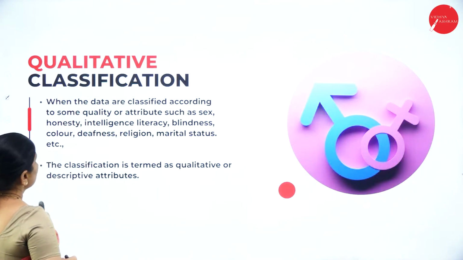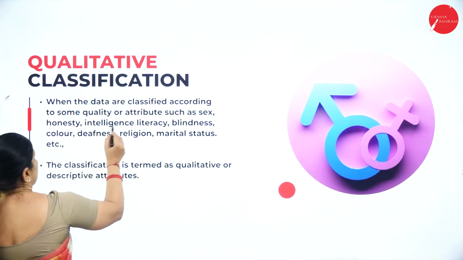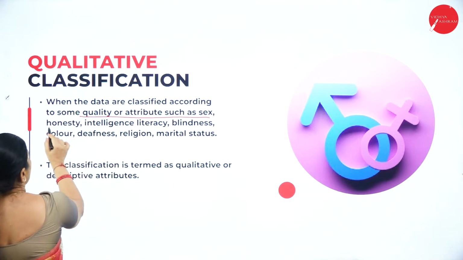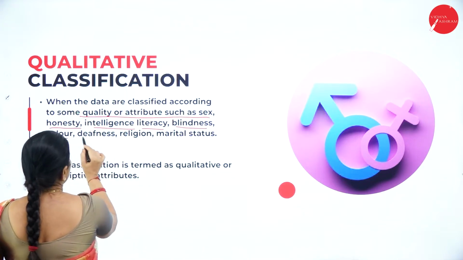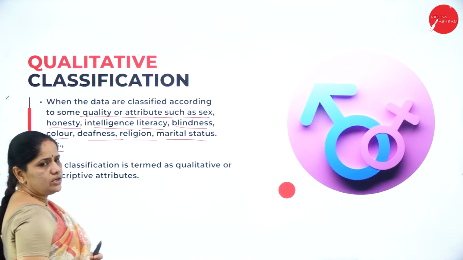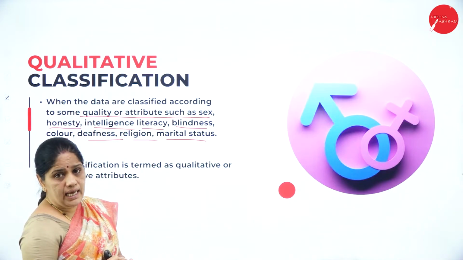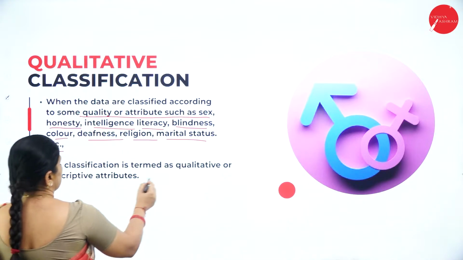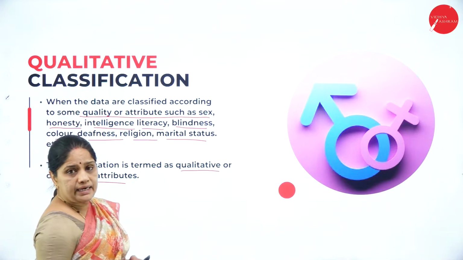Then next one is qualitative classification. When the data is classified according to some quality or attributes such as sex, honesty, intelligence, literacy, blindness, color, deafness, religion, marital status, etc. So you classify the data based on a certain attribute, and that we call the qualitative classification. It is termed as qualitative or descriptive attributes.